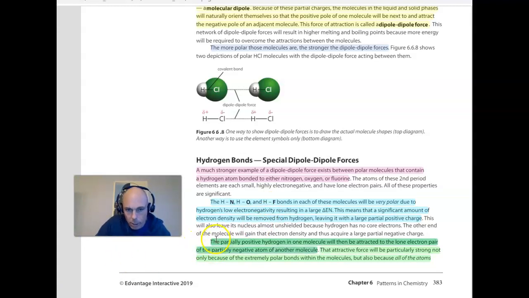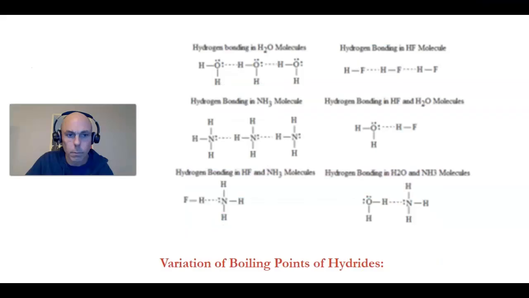And that's what our book says here in green: the partially positive hydrogen in one molecule will be attracted to the lone electron pair of the partially negative atom of another molecule. And that attractive force, as you've heard me say a couple times, will be particularly strong, not only because of the extremely polar bond, but also because those H atoms are so small and the molecules can get particularly close together.